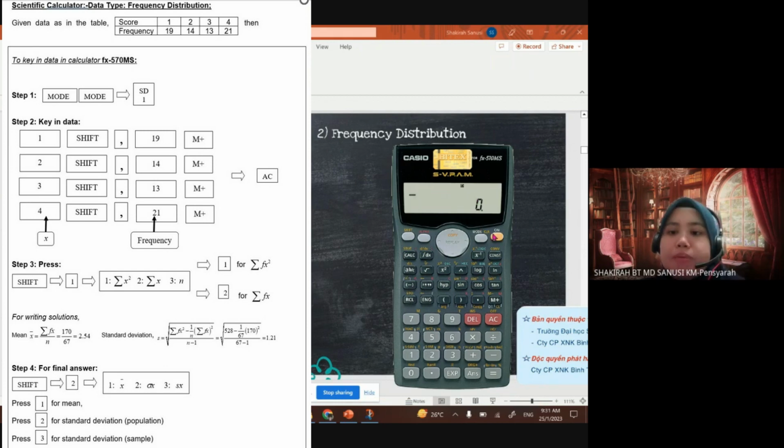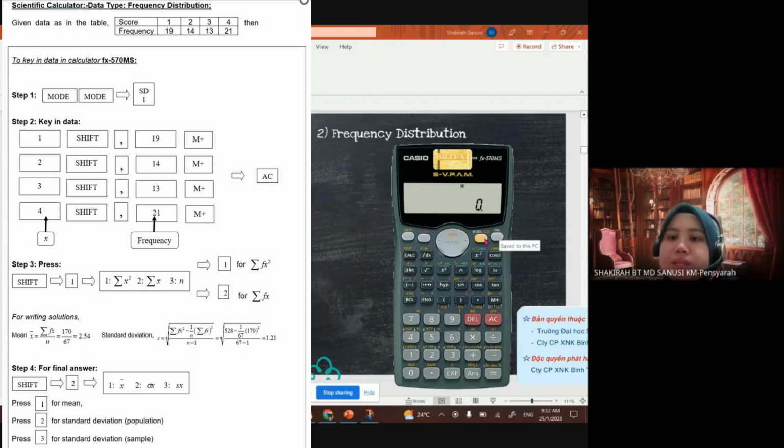570MS, step 1, Mode 1, the same step like just now. Okay, let's repeat it again. Let's reset all first. Shift, Mode, then Mode for 2 times and SD1, so equal. Okay, no need to write down.